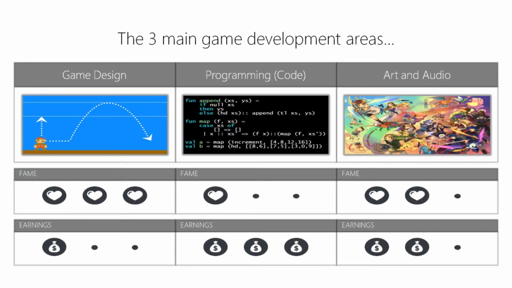So, how are games made? I'm going to discuss this very briefly and very simply. There's essentially three areas in game development. There's design, programming, and aesthetic and sound, art and audio. And here I have a very basic diagram of how it generally works.